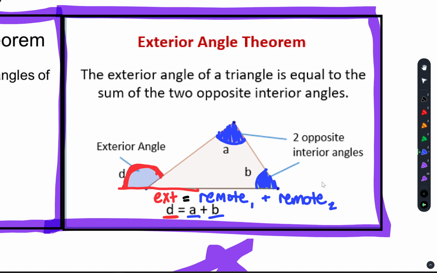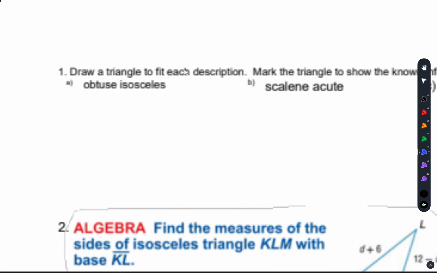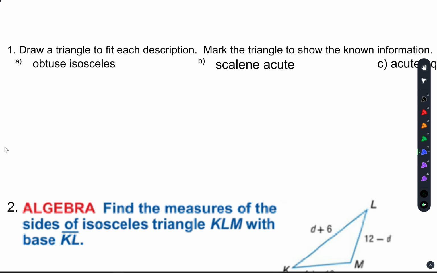All right, flip it over. I got some examples we're going to do. Number 1, we're just going to draw. We want to draw a triangle to fit each description. Mark the triangle to show the known information. Letter A, obtuse isosceles. What does those two things tell me?